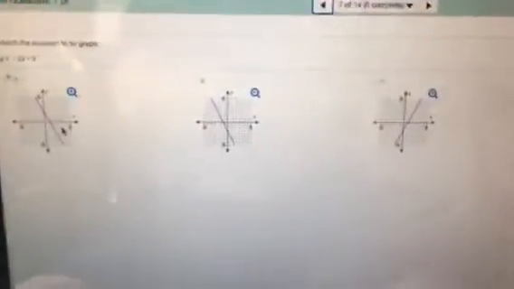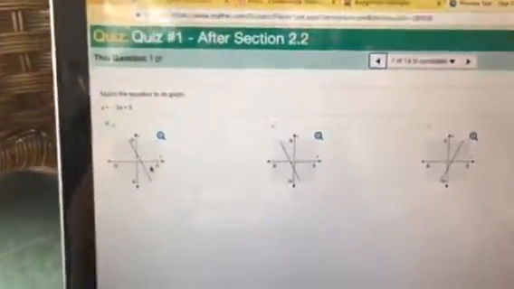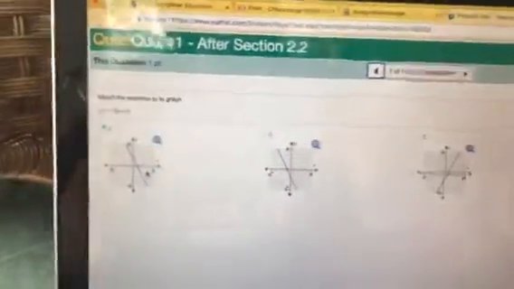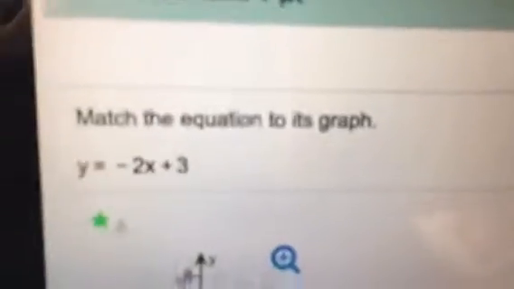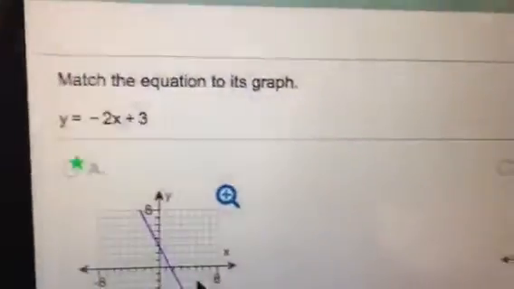Hello students, this is the second part of the topics that's in your first quiz, and I wanted to go over this one. This problem is a linear equation. It says y equals negative 2x plus 3.